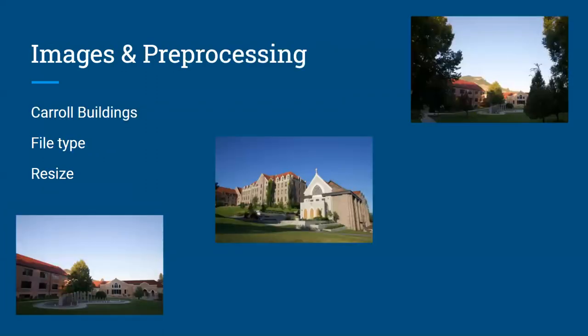In getting the images of Carroll, I contacted Jeff Wald, who takes all of the marketing images for Carroll. All of the images that were given were the incorrect file type for an autoencoder. So part of the pre-processing was changing the file type, resizing them, and creating new images based off the old ones by rotating them, zooming them in and out to get more images.